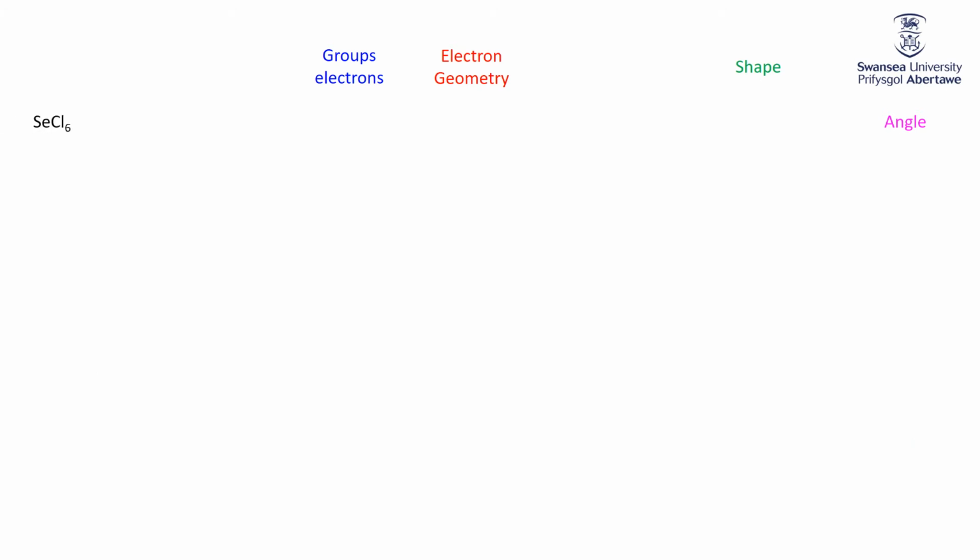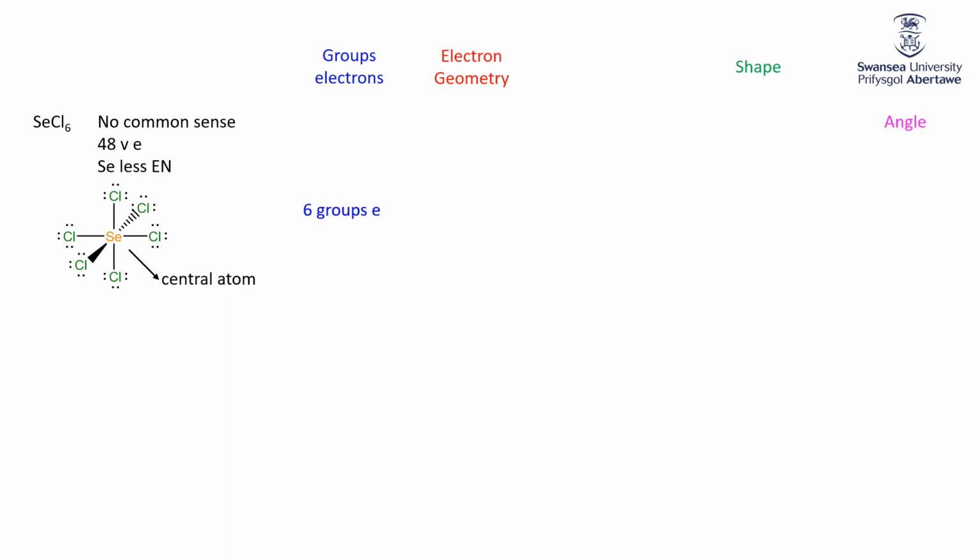Continuing the theme of hypervalent species, SeCl6. The only way again to draw it is with the selenium in the middle of 6 chlorines. Count up the dots, there are 48, so that's good. How many groups of electrons around the selenium? 6. 6 groups of electrons arrange themselves octahedrally.